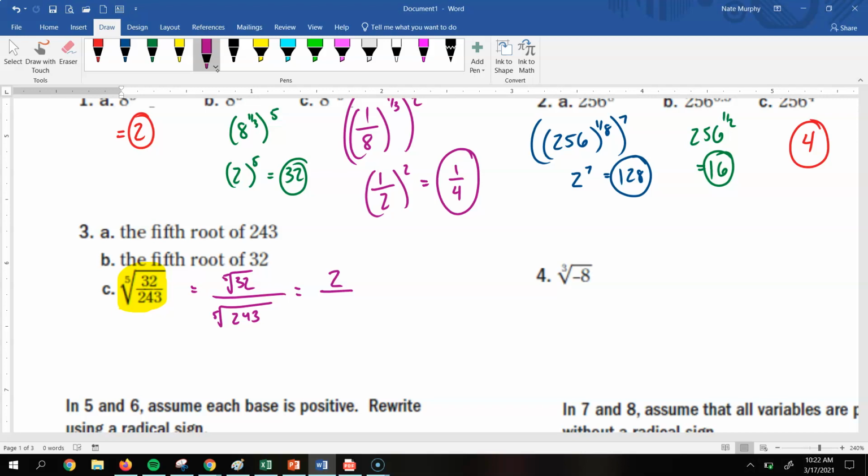Well, 3 to the 4th power is 81. And so if I took 81 times 3, that's going to be 243. So 3 to the 5th power would be 243. So my answer for this, that can't be reduced at all. So my answer would just be 2/3.